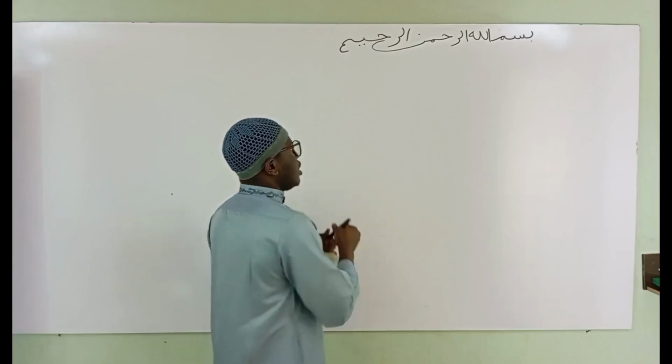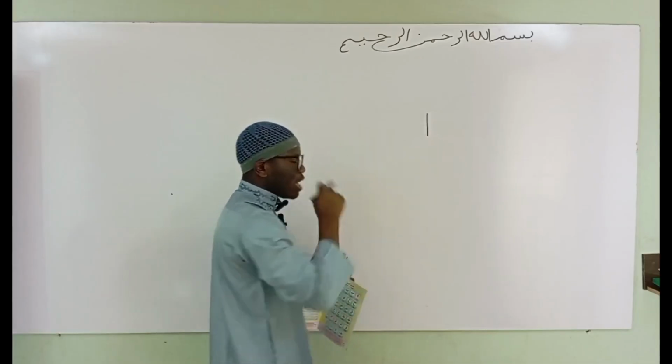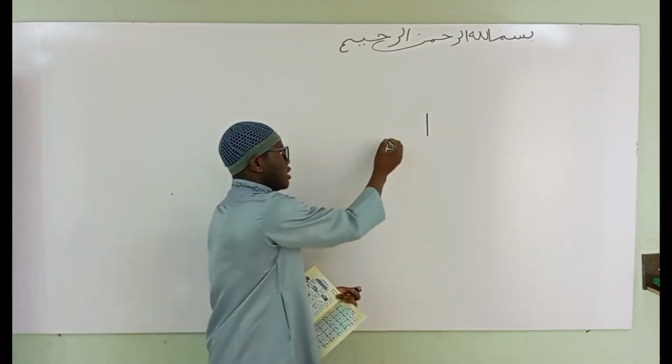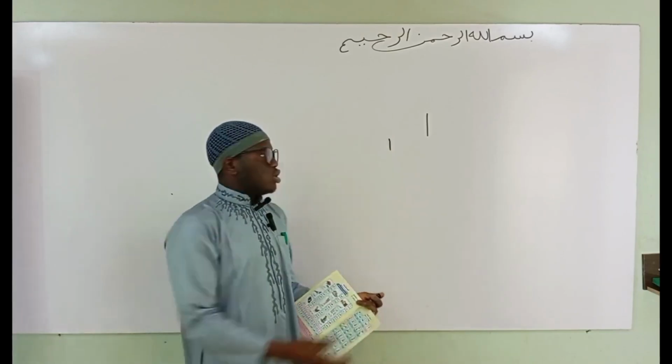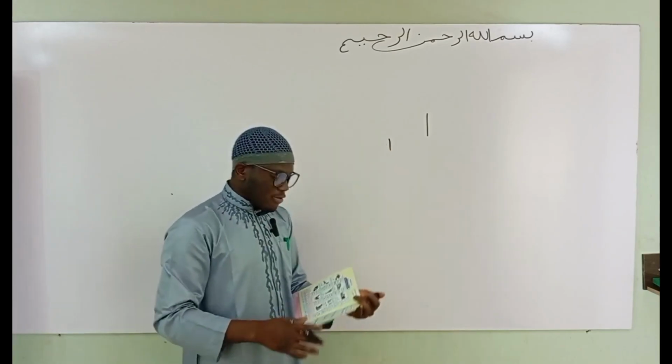Now, this is Alif. Like I say, I call it the one family because it looks like the number one. It's just a straight line. So I call it the one family, and this is the only member of the one family.